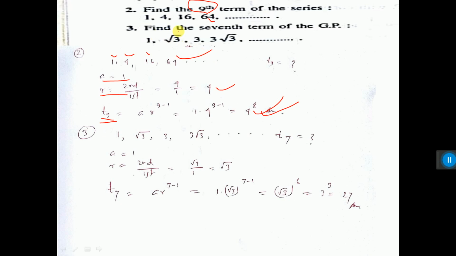Then sum number 3, find the 7th term of the GP. So first term a equal to 1, r equal to second by first, that is root 3 by 1, equal to root over 3. 7th term formula a into r to the power 7 minus 1. a value put 1, r value root over 3, 7 minus 1, that is 6. Root 3 means 3 to the power half, into 6. So you cut 2, 3 twos are 6. So 3 to the power 3, 27 is the answer.